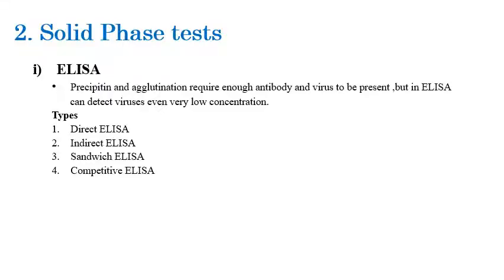So now coming to the second phase, that is the solid phase. What are the techniques that come under the solid phase? The first one is ELISA, which stands for enzyme-linked immunosorbent assay.